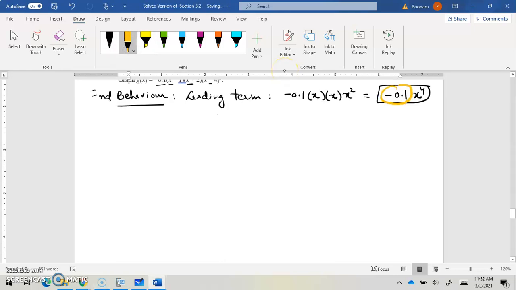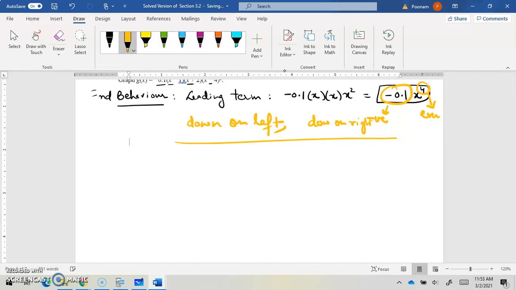so the leading coefficient is negative and the degree is even, right? So what happens on the left hand side, if the leading coefficient is negative and the degree is even, the graph goes down on left and it goes down on right. So that is my first observation.